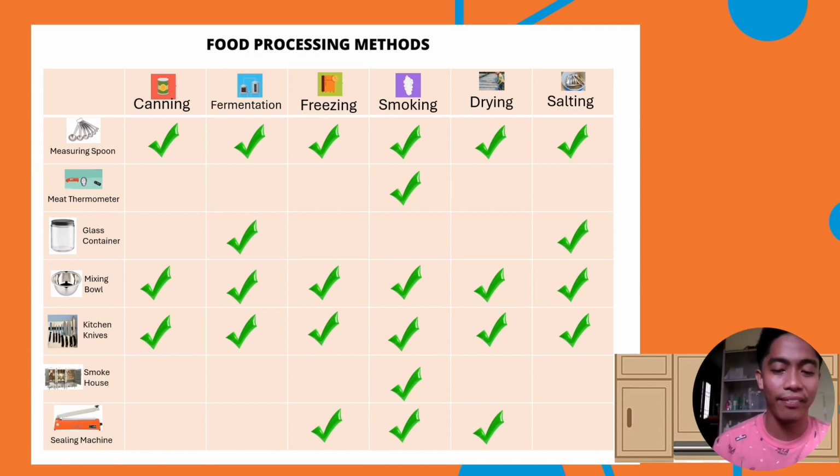So that is correct. Okay, next one is smokehouse. So smokehouse is literally for smoking only. Okay, next one. The last but not the least, sealing machine. In packaging processed products such as frozen, smoked, and dried products, we can use a sealing machine. Okay, so hopefully you gained something from our activity, and later you're going to use it in our discussion.